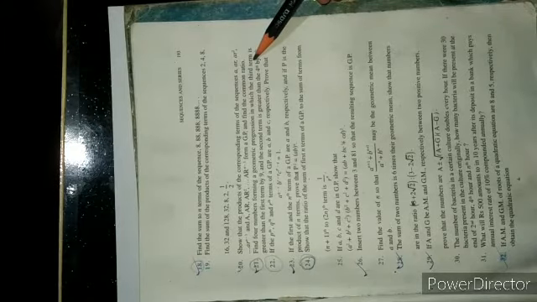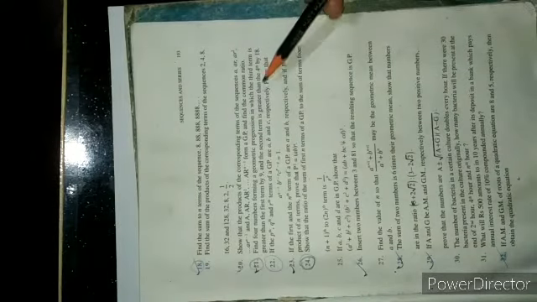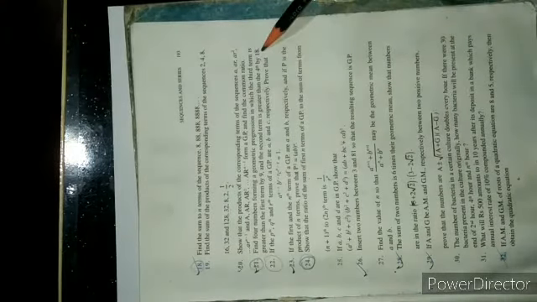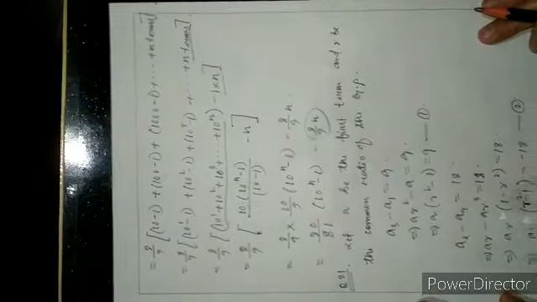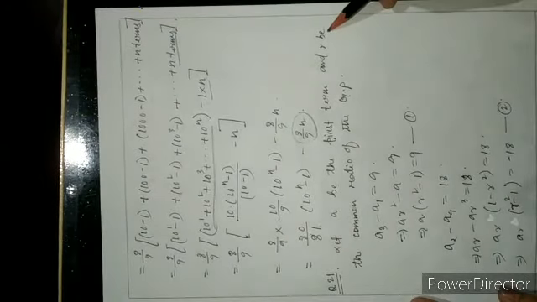Question number 21. Find four numbers forming a geometric progression in which the third term is greater than the first term by 9, and the second term is greater than the fourth term by 18. Let us solve this question.